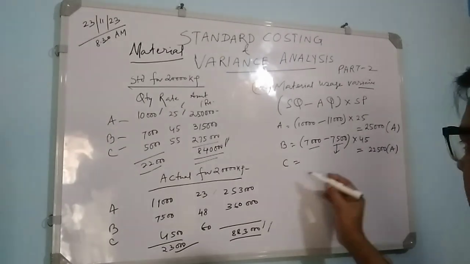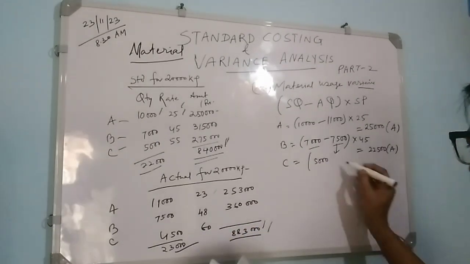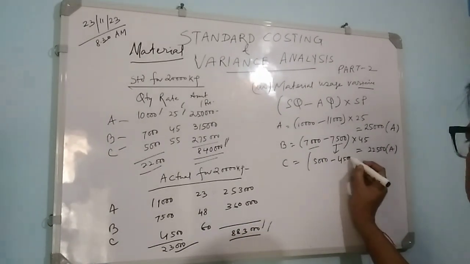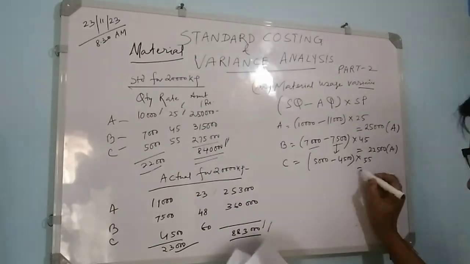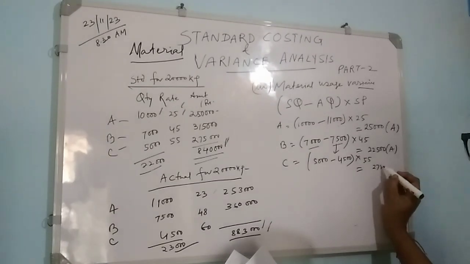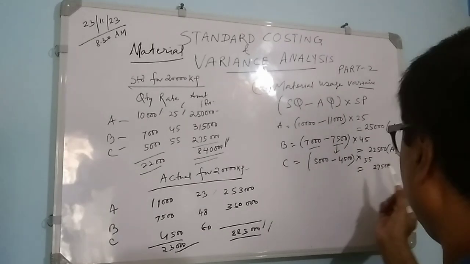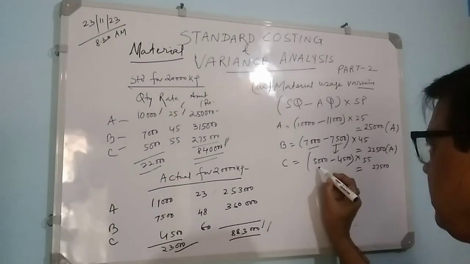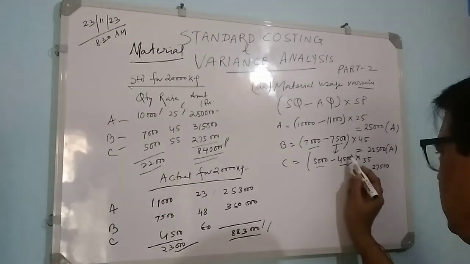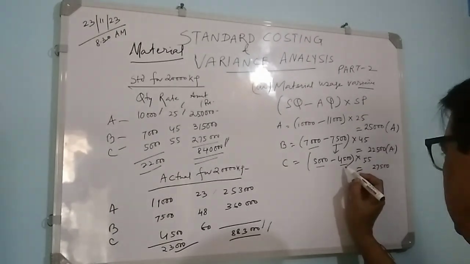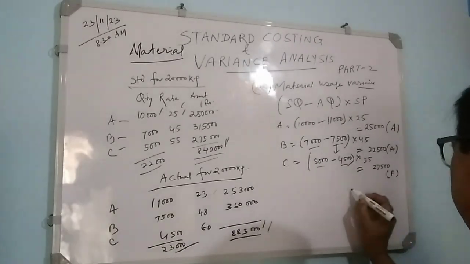Number C component, your standard quantity equals 5,000, actual quantity 4,500 into standard price 55. So here the figure is coming 27,500. So you can see whether it is favorable or adverse by comparison. Your standard quantity is 5,000, actual quantity is less, so your efficiency is there, you required less actual quantity. So this figure will be favorable.